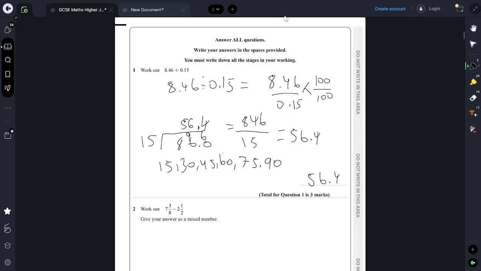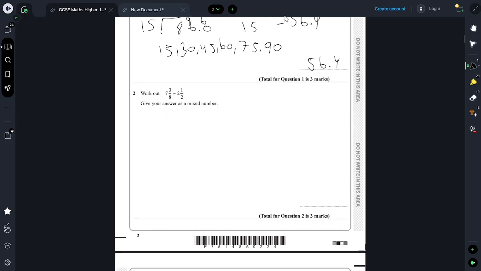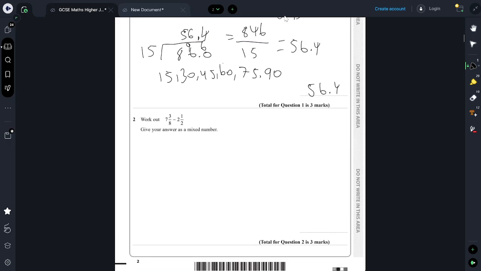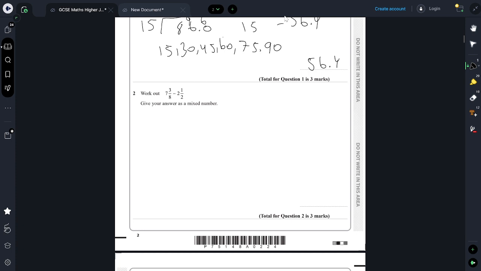So yeah, if you're not comfortable with it, and this is for both higher and foundation, it applies to absolutely everyone. I do strongly recommend you look into it. But yeah, that's how I'd approach that sort of question. Question 2, I also predict a fraction question like this will come up. Like I said, both of these have come up on loads of past papers, so chances are it's going to be on your paper.